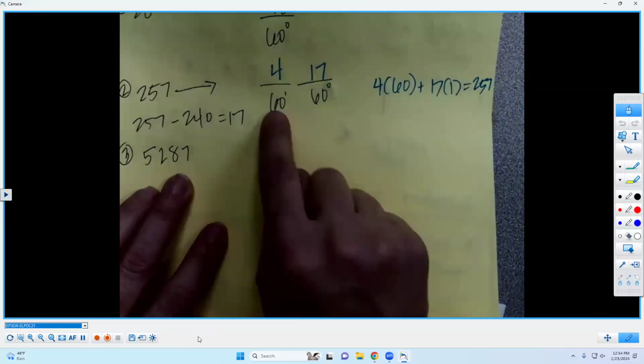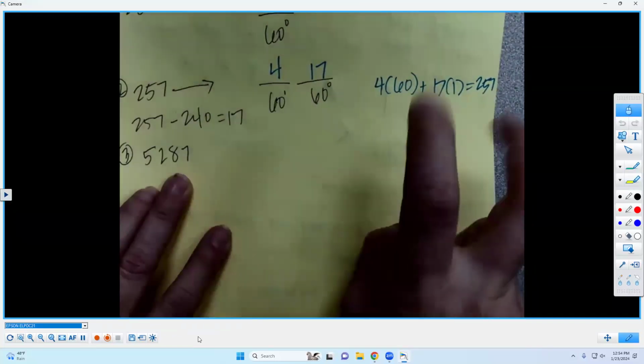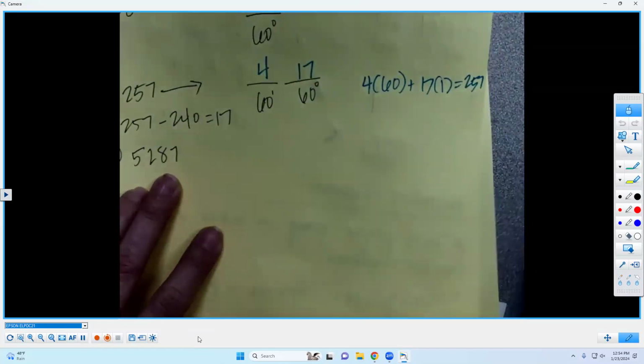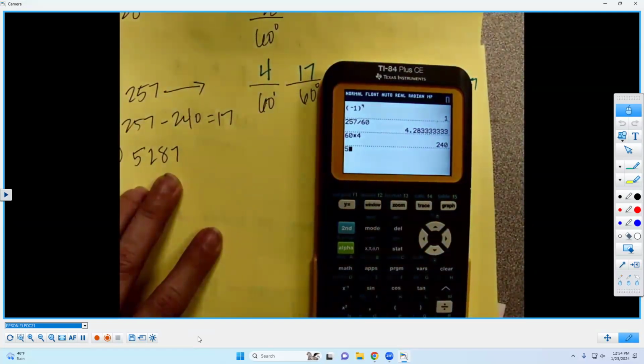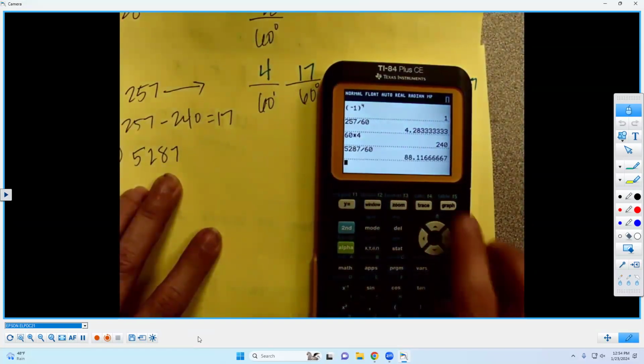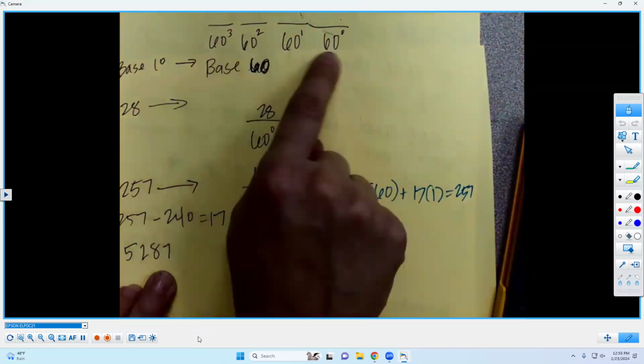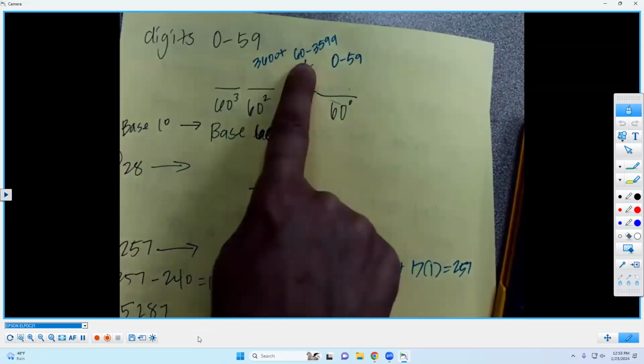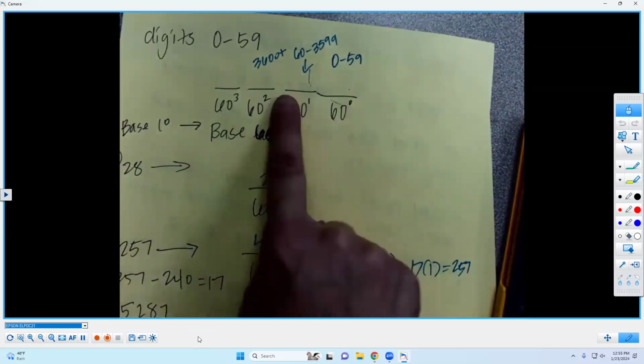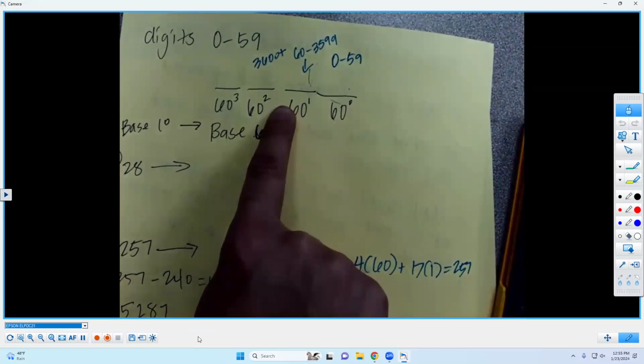So the idea for this one, if I thought of it as a 2 place value number, 5287 divided by 60, there's 88 of those. So it's going to be a 3 place value number because I can't put 88 right here, because 59 is the biggest number I can put right there. Does that make sense?